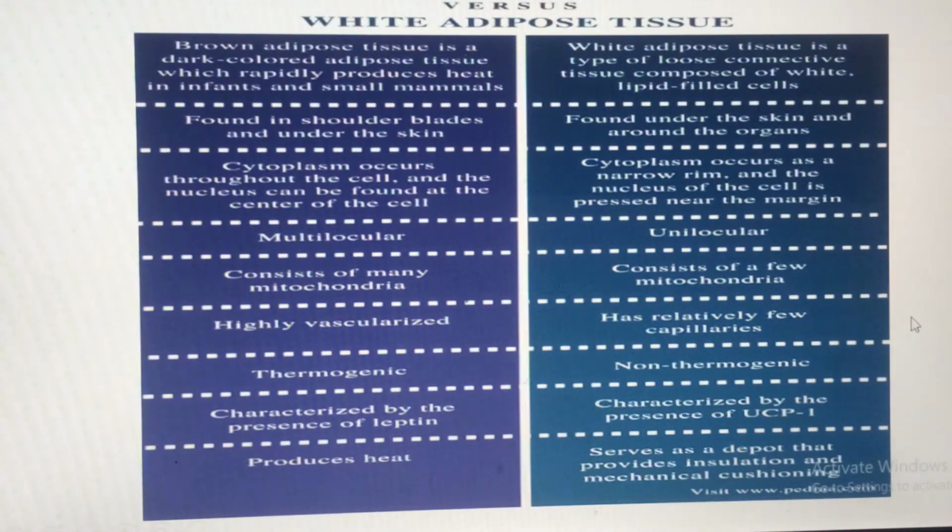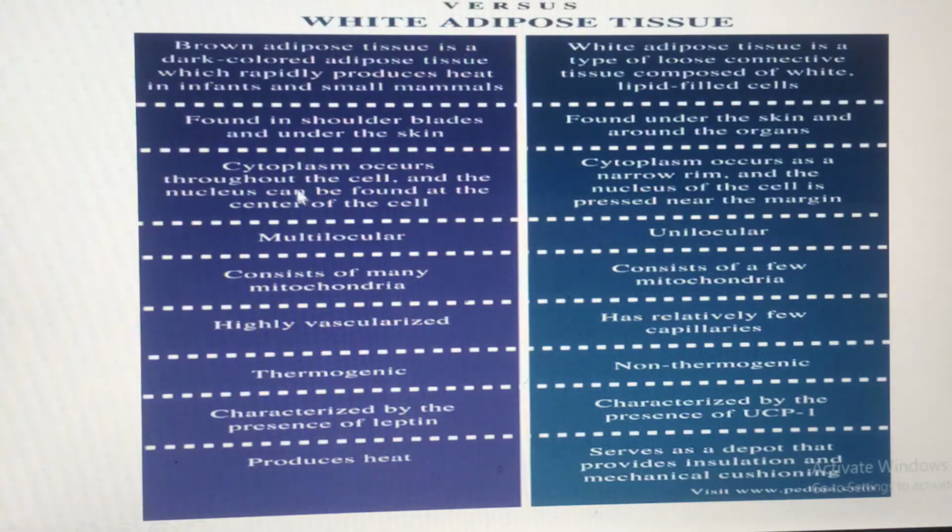So by way of giving you some more distinction between brown and white adipose tissue, the first point: brown adipose tissue is a dark-colored adipose tissue which rapidly produces heat in infants and small animals. Then white is actually a storage site for fuel. It's going to store it in a single droplet. We are going to find brown adipose tissue in the shoulder blade, the scapula, and under the skin. But you're going to find white adipose tissue apart from the hypodermis of the skin, around areas like the gluteal region, the breasts, the greater omentum, what have you.